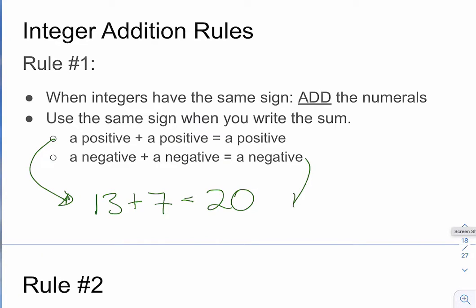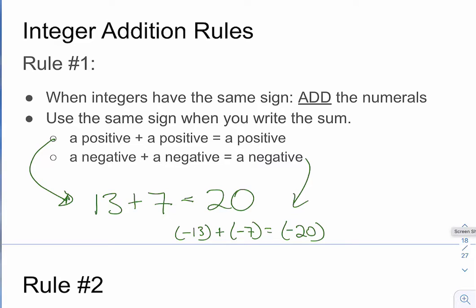Another example here, let's say I had negative 13 plus negative 7. That also is going to be a negative 20. So again, a negative plus a negative equals a negative. Now, we're going to count how we normally count as far as the 13 plus the 7, and that gives us 20. Worrying about the signs, how to have the correct sign, is where the mistakes can be made.